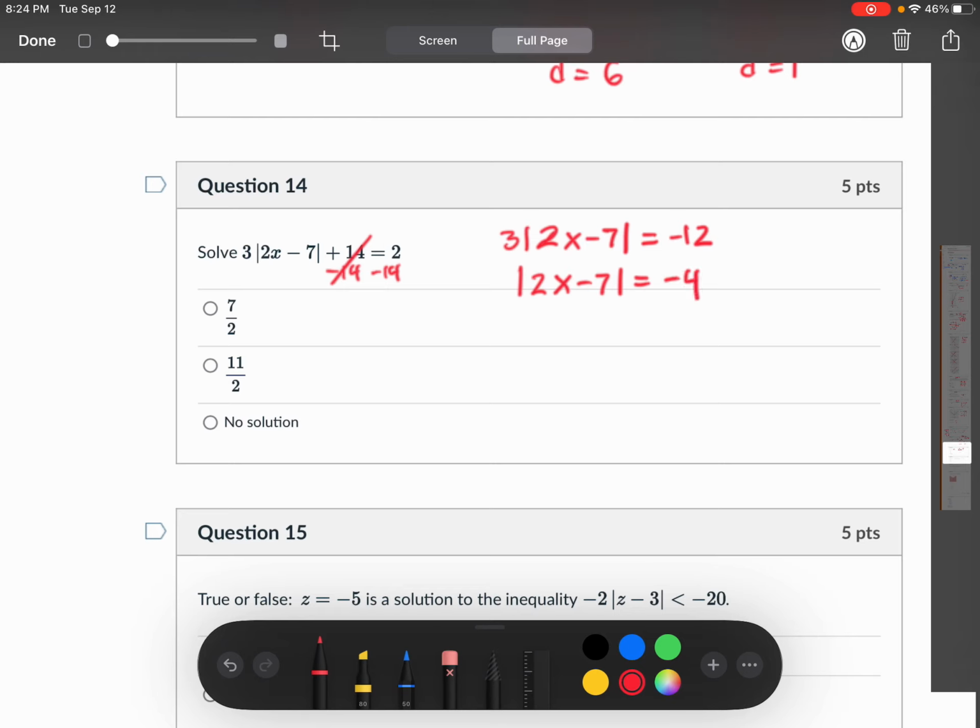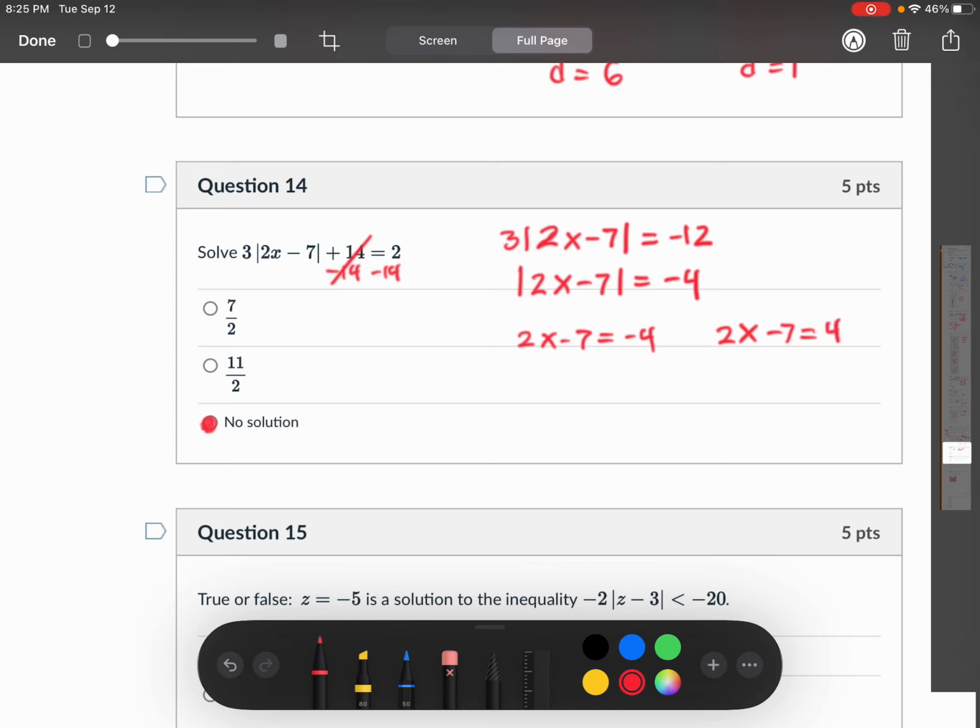Now, here's the deal. As soon as I see that, I know that the answer is no solution. You may not know that, but what I do know is that whatever number I happen to pick here, it doesn't matter what the number is, the answer for this entire thing would be positive because I would take the absolute value of that at the end. So an absolute value cannot ever give me a negative answer. So I already know the answer is no solution, but if in doubt, you could just write 2 cases, if you weren't sure.